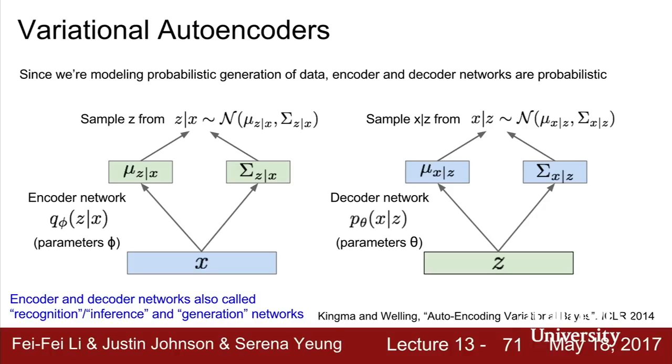And just one thing to note is that these encoder and decoder networks, you'll also hear different terms for them. The encoder network can also be called a recognition or inference network because we're trying to perform inference of this latent representation of z given x. And then the decoder network is what we'll use to perform generation, right? So you'll also hear generation network being used.